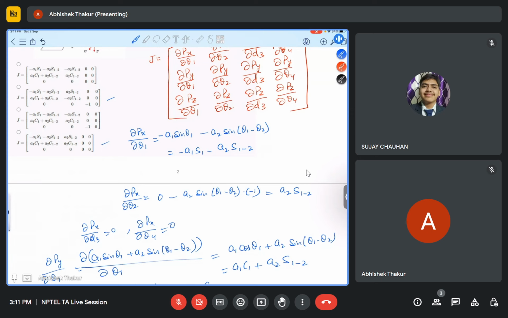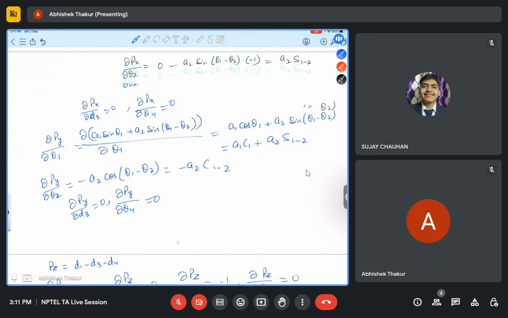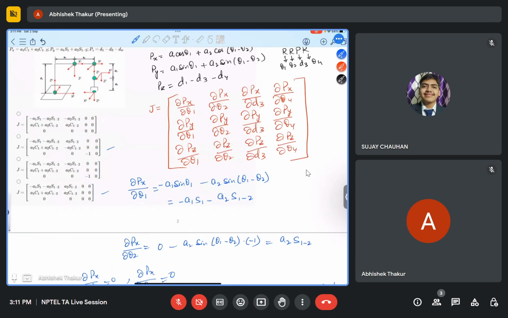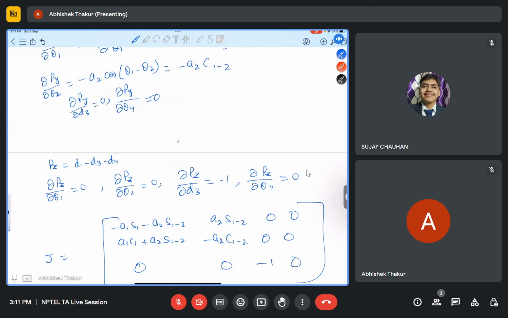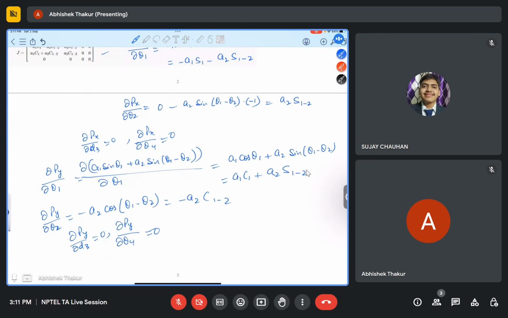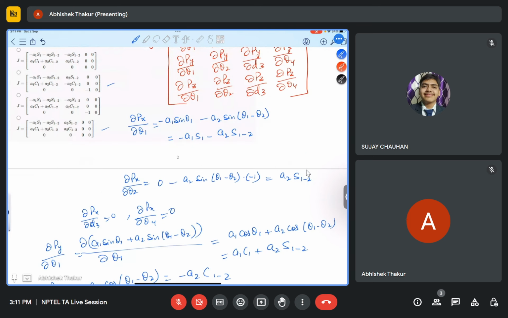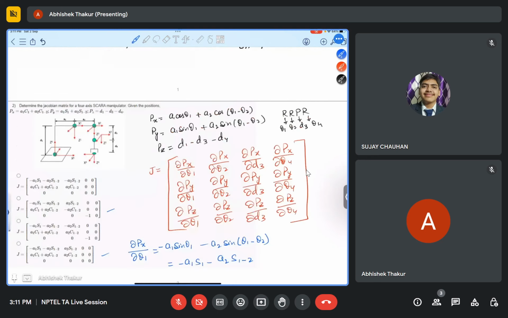So the correct option is option B. Actually, it is matching, so one option is not matching. Minus a2 of c of 1 minus 2. Here we have got minus, it is plus. No, it's minus only. a1 c1 plus a2 s of 1 minus 2. So here is sine, so the differentiation will become cos. Okay, so it will become c of 1 minus 2. So the correct option for this question is option B.